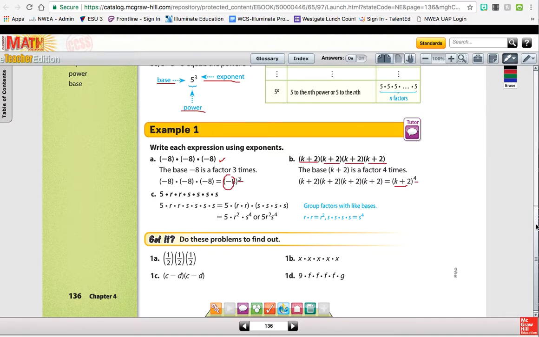Try to work out 1A, B, C, and D in the Got It section by pausing the video and writing your answers on your note sheet. When you're ready to see the answers, press play.